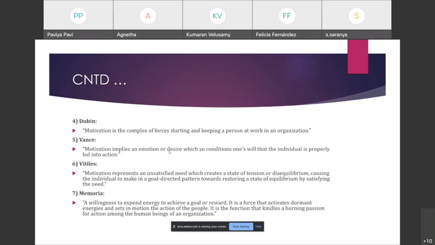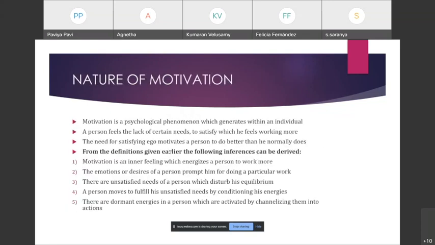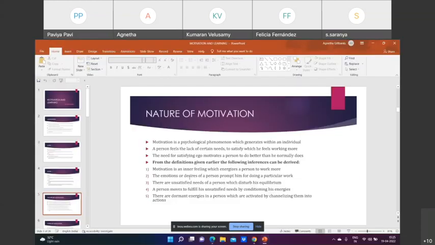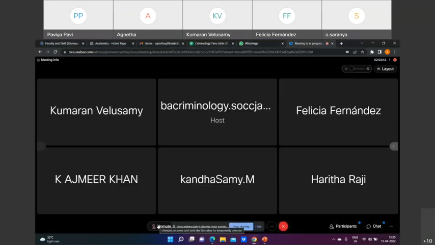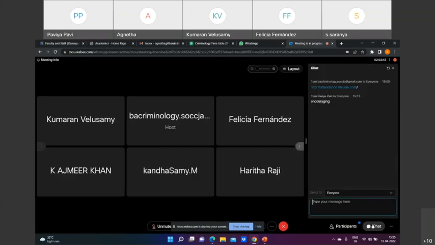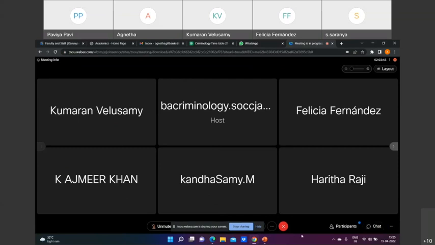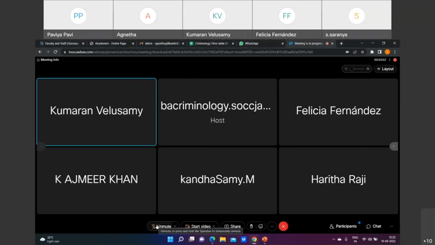So there are various definitions, but if you look at the main gist of the definition, it is saying nothing but that it is somebody's internal desire to reach a goal which makes them perform an action to reach that goal. That is the basic understanding of what this motivation is. Okay. Any questions? Please let me know on anything we've discussed so far. Okay. So if there's nothing, let's proceed.